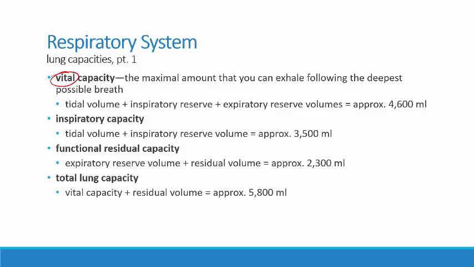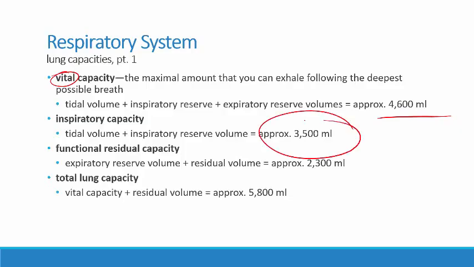The inspiratory capacity is just what's the maximum amount I can breathe in. So that would be whatever the tidal volume is, plus that inspiratory reserve. So, of course, 3,500 mils is, on average, the average person's inspiratory capacity.